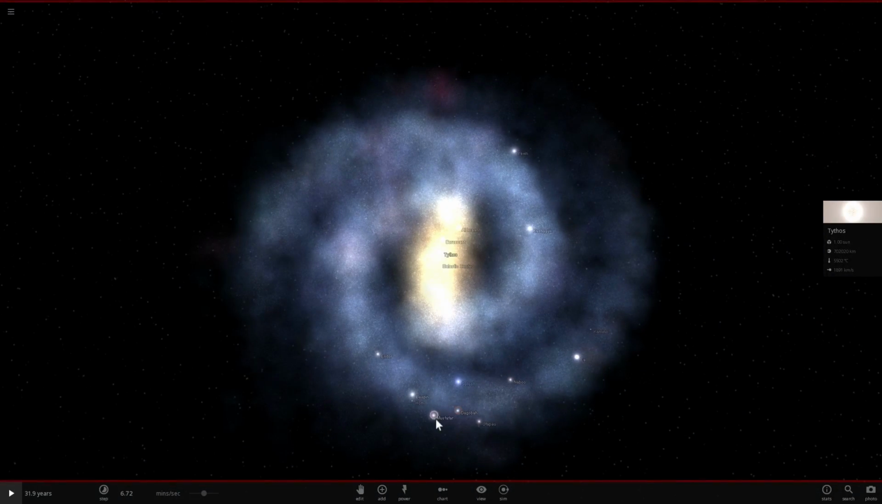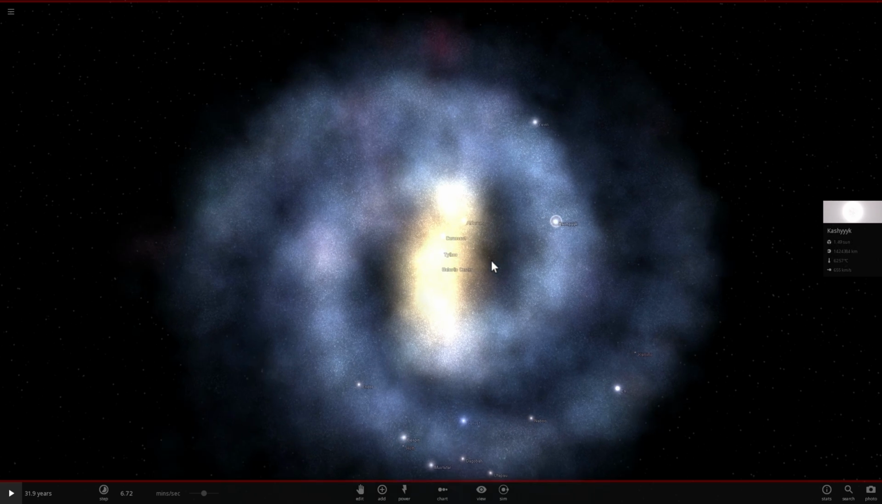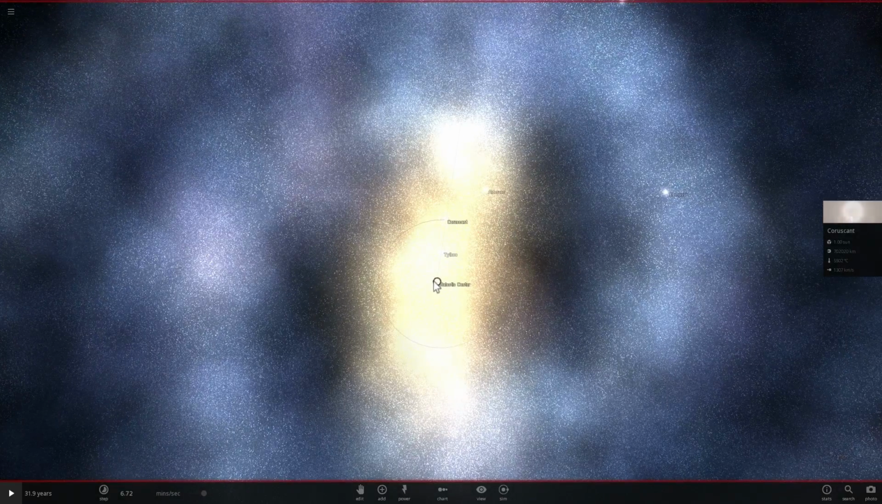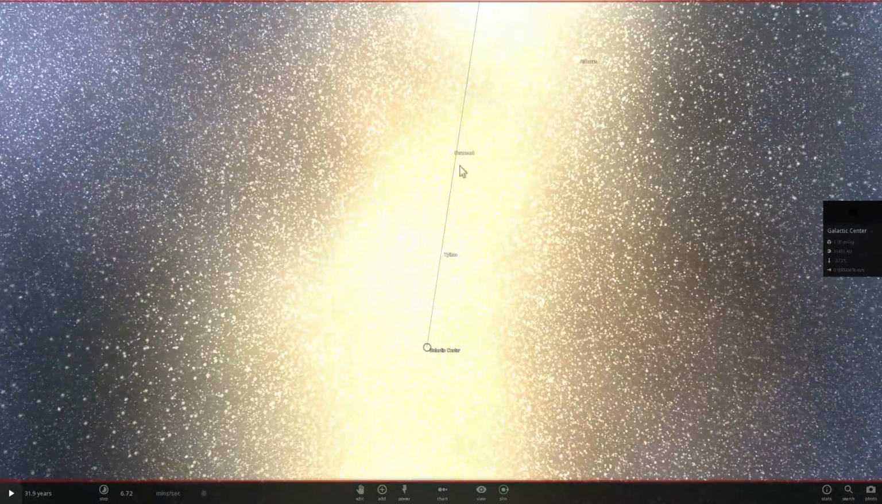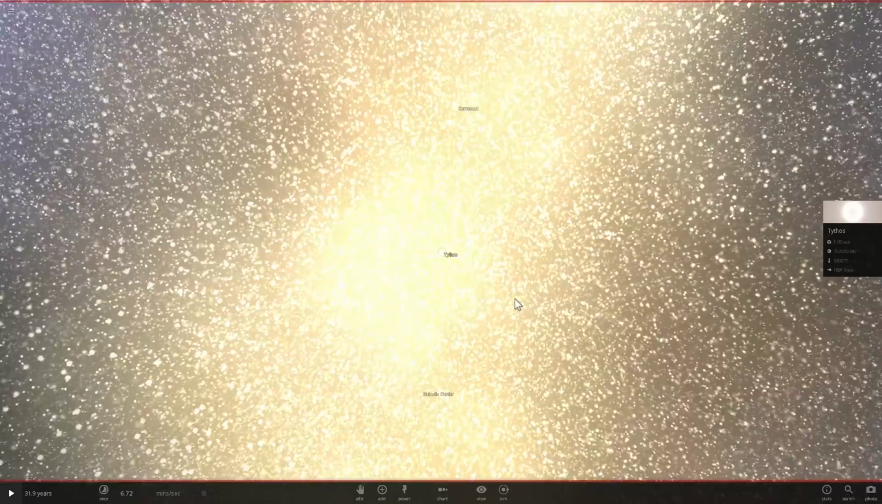So we have our Hoth right there, Naboo is here, Tatooine is in this region, Kashyyyk is right here, Coruscant, the central black hole, and between the black hole and Coruscant there is a little system called Tython.